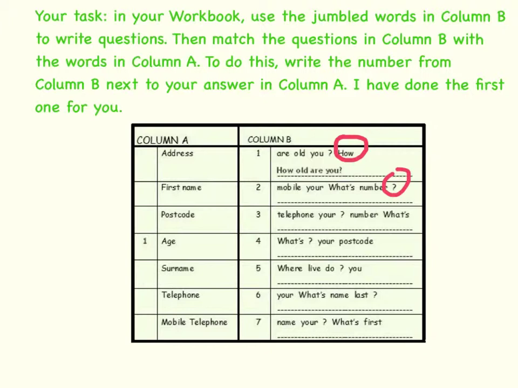So what I want you to do now is to transfer 1 from column B into column A against the entry age. What you might find helpful is that once you have used a question from column B, it might be useful for you to actually cross that number out because you won't use it again. So we'll do that now. You won't use that question number again.